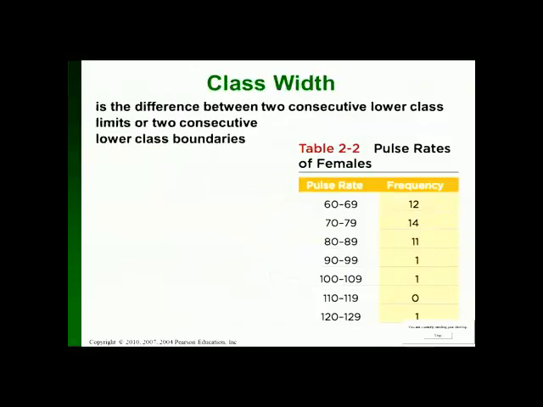And the class width. The class width is the difference between 2 consecutive lower class limits or 2 consecutive upper class limits. The difference between 60 and 70 or 69 and 79. We would say these class widths are 10. As if I were tallying up grades on a test, I would use 90 to 100 for one class and 80 to 89 for another class, 70 to 79 for another class. Each of those would have a class width of 10 points.